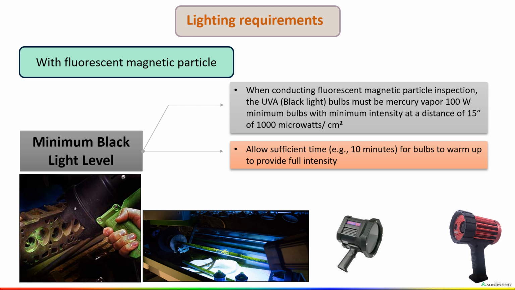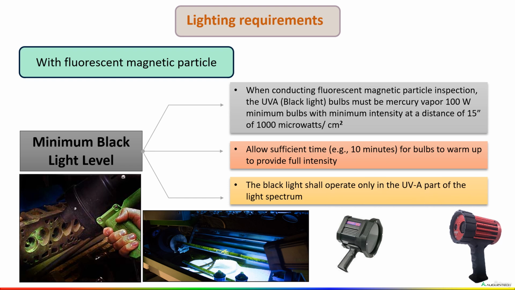Always allow sufficient time for the bulb to warm up so that it is able to provide full intensity. Normal allowable time is 10 minutes. Also, it should be kept in mind that the black light shall operate only in the UVA part of the light spectrum so that our particles become fluorescent.